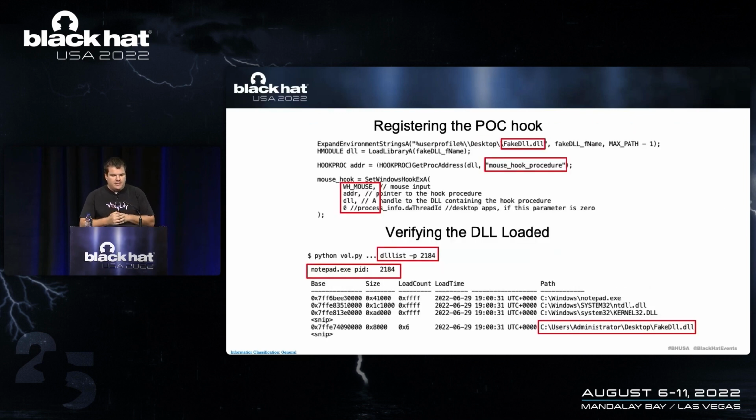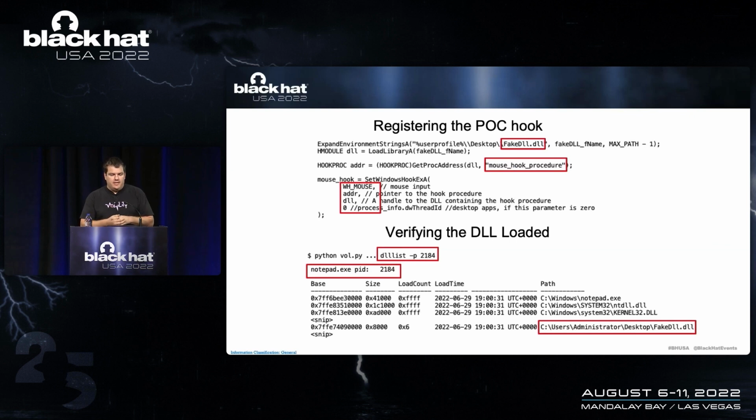This is the proof of concept that we developed for this technique. You can see that we have a DLL called fakeDLL.dll. We have a function that's going to get registered and called every time the mouse is used. We're calling SetWindowsHookEx with the path to that DLL. And for the last parameter, we're setting 0, which is the same thing as null. So this is going to affect every process on that user's desktop.